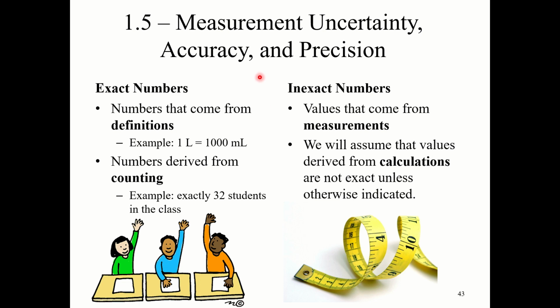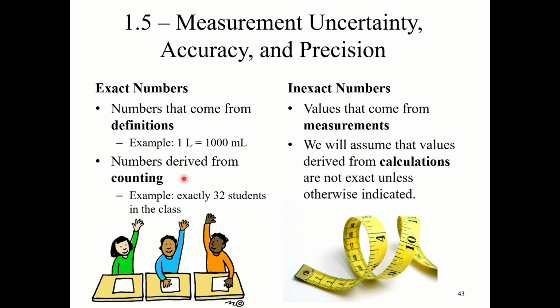Section 1.5, Measurement Uncertainty, Accuracy, and Precision. Here, we are looking at the difference between exact numbers and inexact numbers. Exact numbers are numbers that come from definitions. So for example, 1 liter equals exactly 1,000 milliliters, or 1 foot equals exactly 12 inches. These are exact numbers. They are by definition, or they are conversions between numbers.